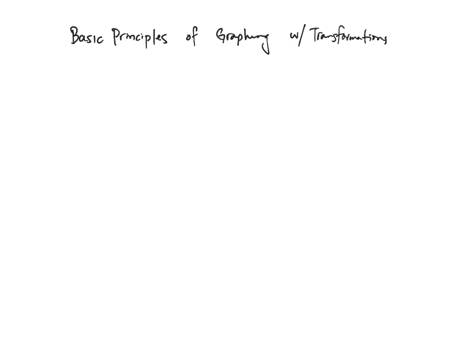I have 2 basic principles that you need to understand. First, all transformations that apply vertically, vertical transformations, are always direct. So if it says to add 2, you go up 2. If it says to subtract 2, you go down 2. If it says multiply by 2, then you're going to stretch it by 2, and so on.